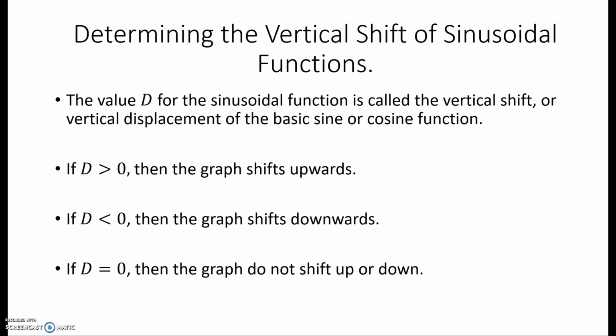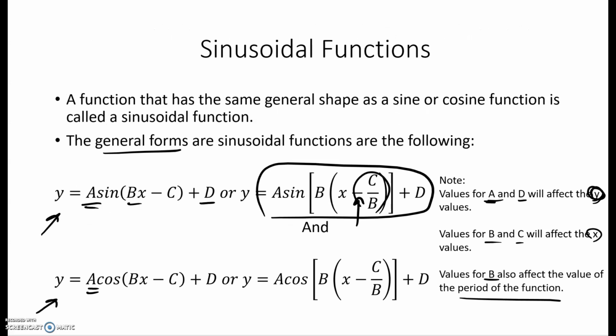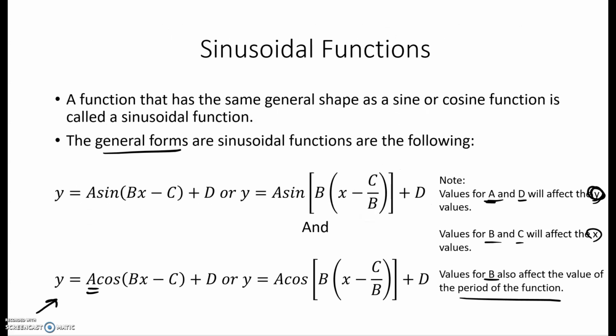Okay, now if we look at vertical shift, this is your letter D. D was at the very end of our general form, right here. This is going to be our vertical shift. It'll move the graph up and down. A was our vertical stretch. It'll either pull and stretch out your graph vertically, or it will smush it together and make it shorter vertically.